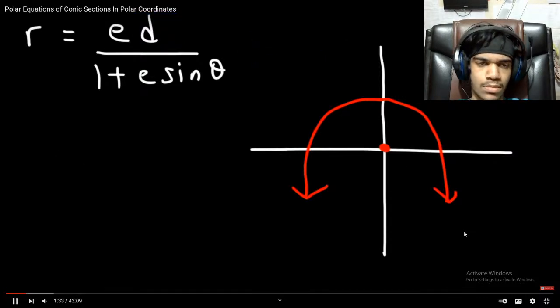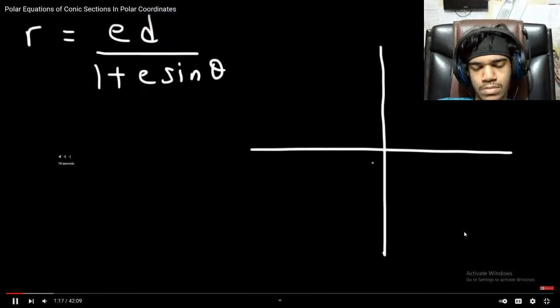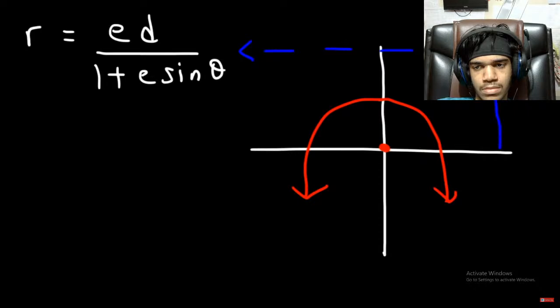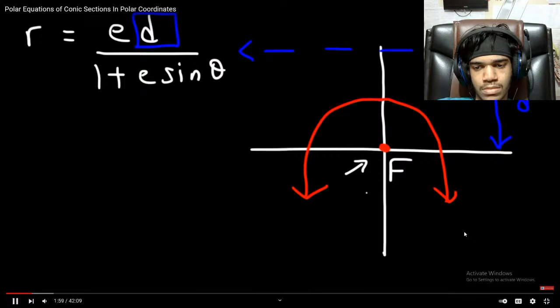In this case, we have a horizontal directrix above the pole. And the focus is the pole, which is the origin.